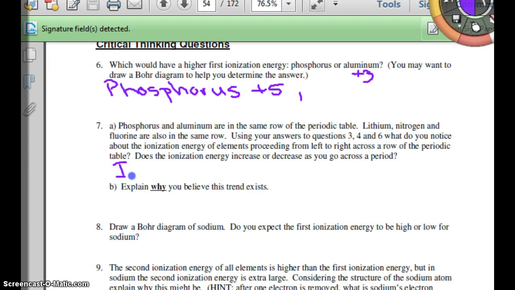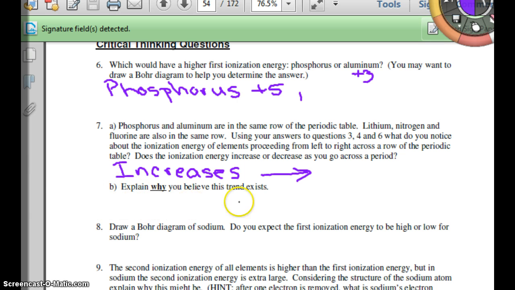So the ionization energy increases as we move across a row from left to right on the periodic table. Explain why you think this trend exists. The attraction between the nucleus and the outer level of electrons increases as we go across. For atoms with a stronger attraction from outer electrons, it takes more energy to take those electrons away.